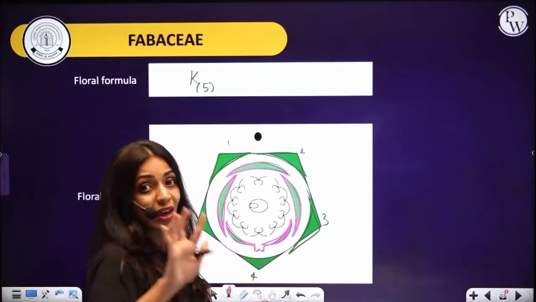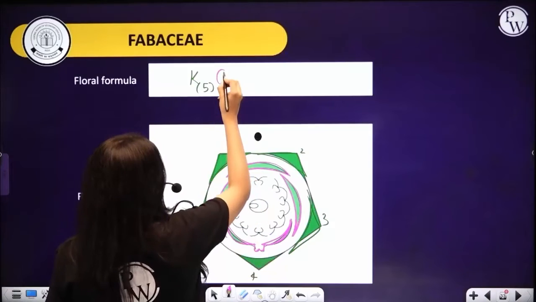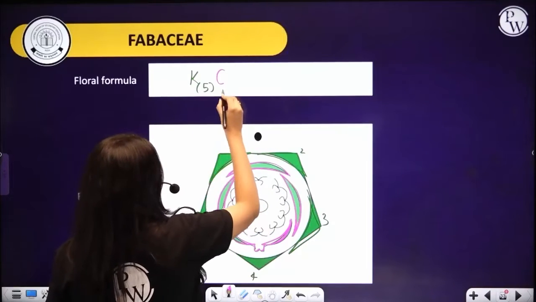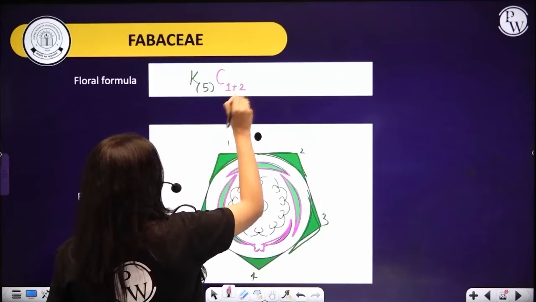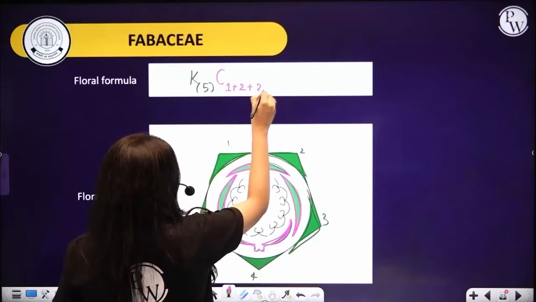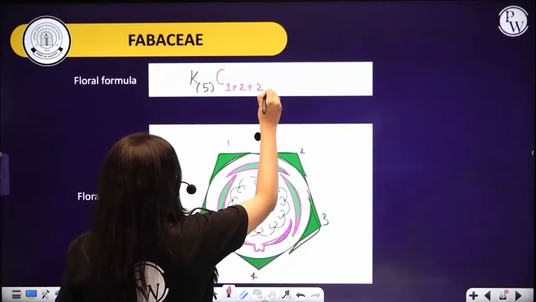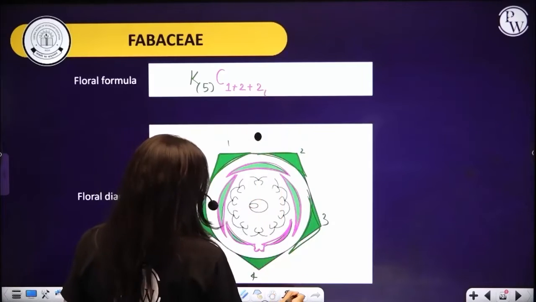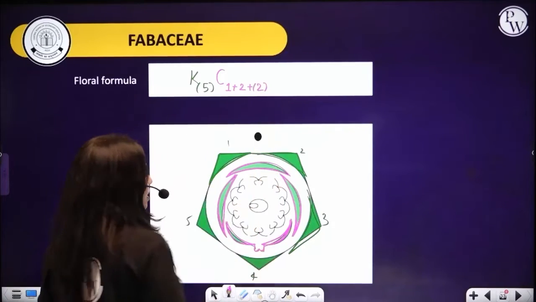So over here we have 5 petals. They differ in size. Petals are represented with capital letter C. You have 1 large petal, 2 relatively small lateral wings, 2 even smaller carina that is fused and forms the keel. Since these 2 are fused, we are going to represent this within brackets.